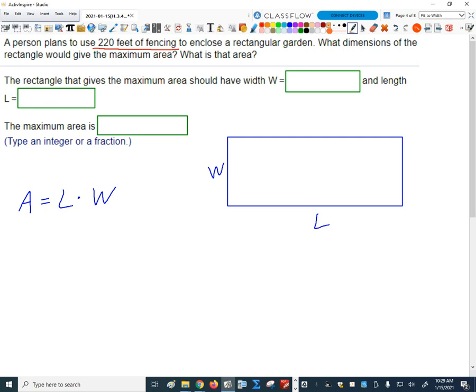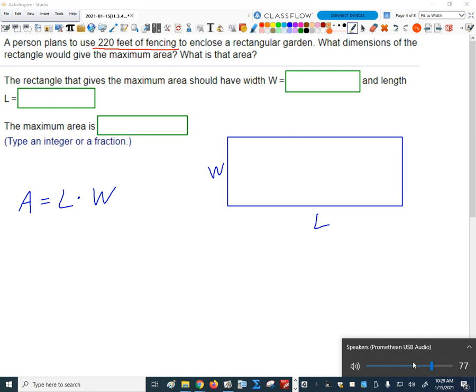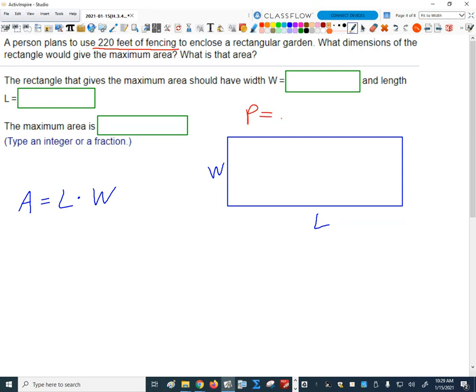That's the perimeter, isn't it? Yeah, good. That's the perimeter. Okay, so if that's the perimeter, what's our formula for perimeter? Carrie? I guess 2L plus 2W. There you go. Okay, good. So if the perimeter equals 220, that's the same thing as saying 2L plus 2W equals 220.